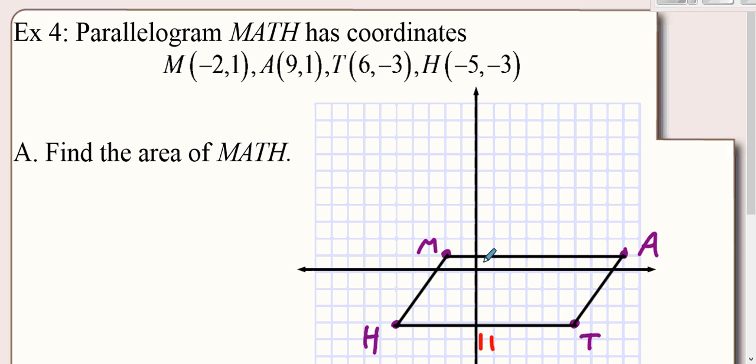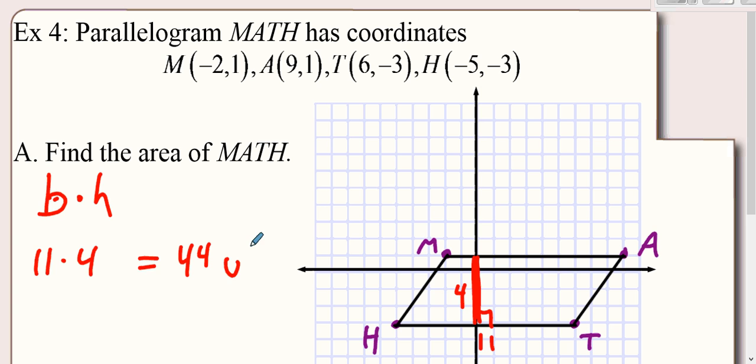And our height has to go straight up, like right here. That's our height. Since that's straight up, you can also count that out. It's 4. Our area, base times height, 11 times 4, 44 units squared.